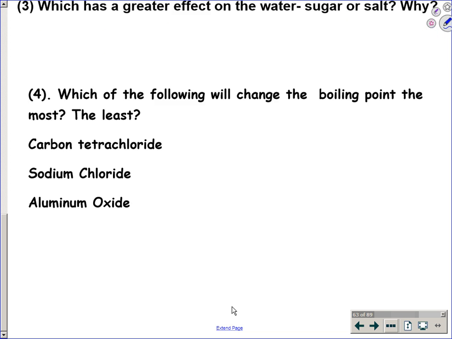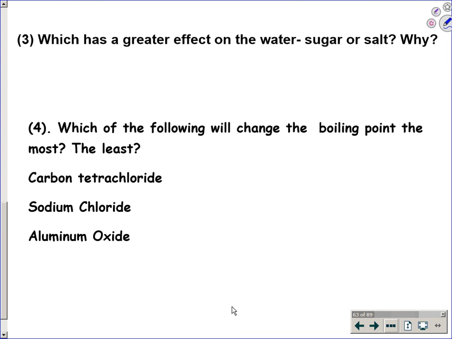And then you guys talk about these. Which of these will change the boiling point the most and the least? So write down your formulas. I would think that would be better. Go ahead, Manal. And pull out your lecture notes from yesterday too, so we can get back on that.